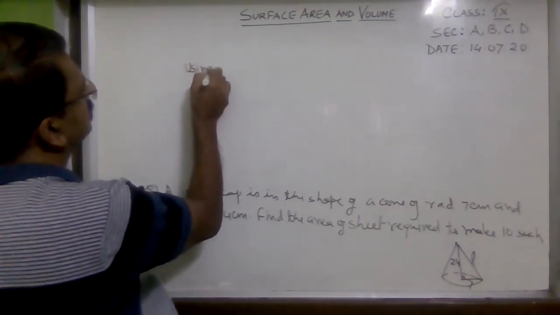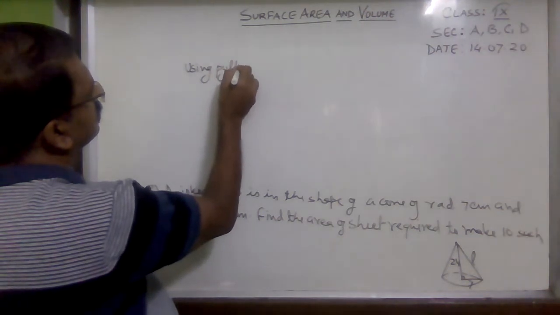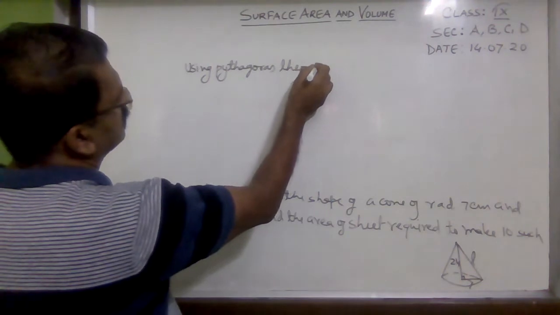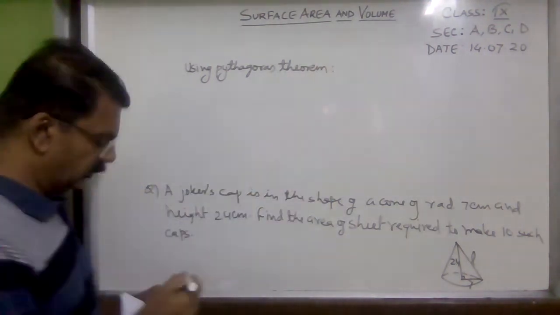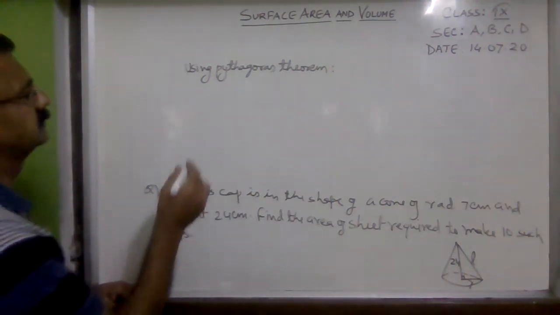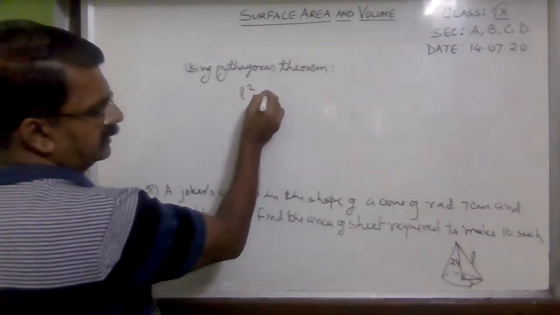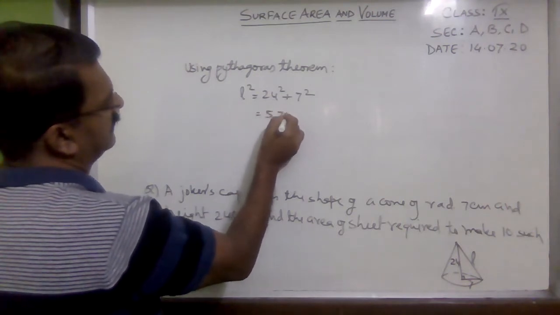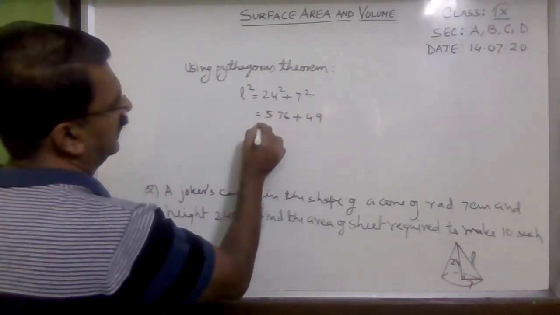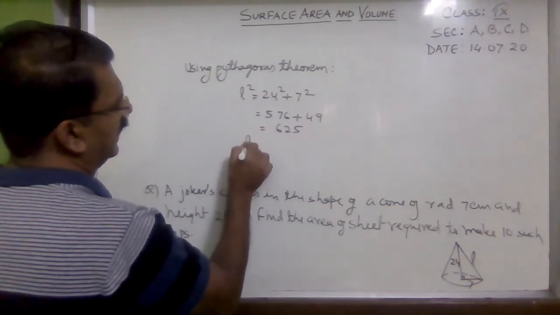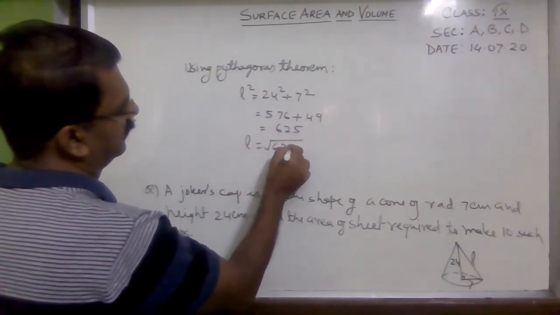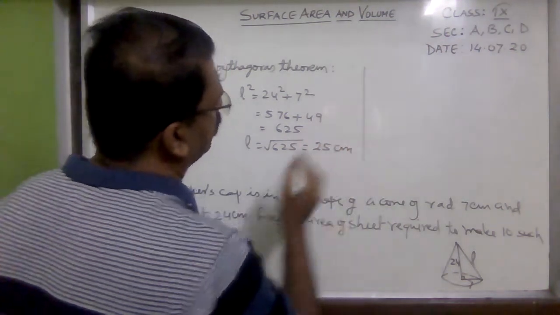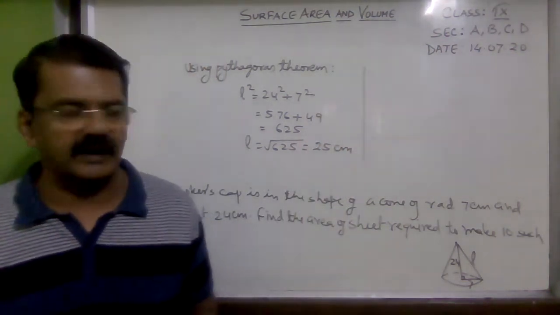Using Pythagoras theorem, L square is equal to 24 square plus 7 square, that is 576 plus 49, that is 625. L is equal to under root 625, that is equal to 25 centimeter. So we have found the slant height to be 25 centimeter.